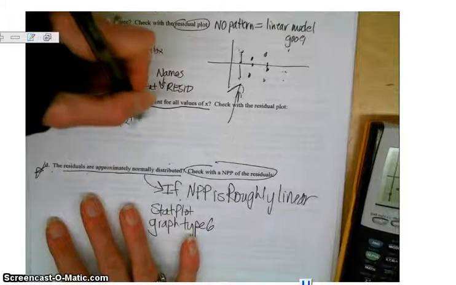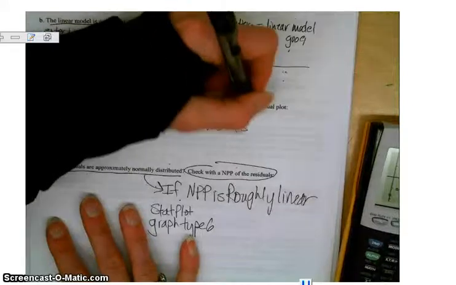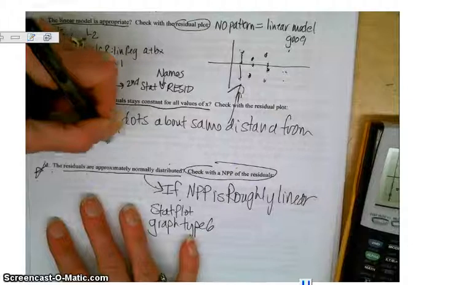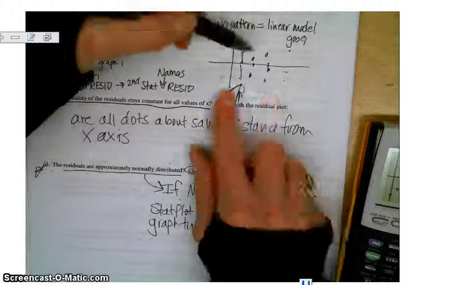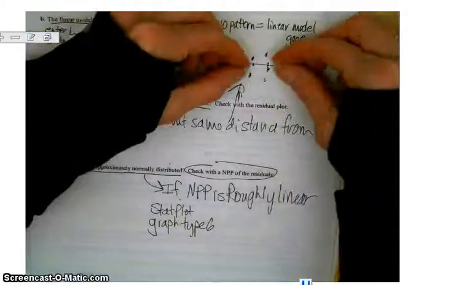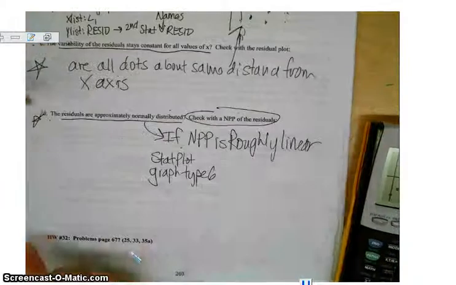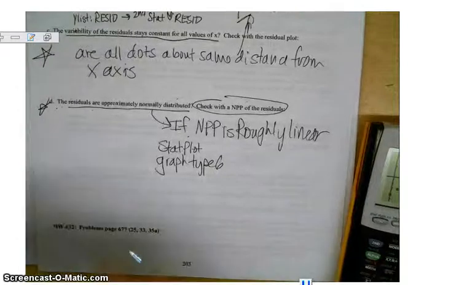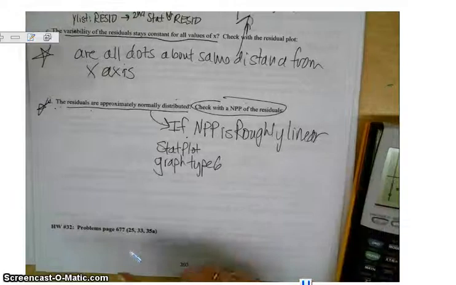Are all the dots about the same distance from the x-axis? Obviously, you're not looking for them to all be the same, but you're looking for a range. You're not looking for a bunch of them to be really close to it and a few to be far away. And then look at the normal probability plot to see if it's roughly linear. Then, when you're doing your linear regression t-tests, you can say that, yep, I can do this test now.